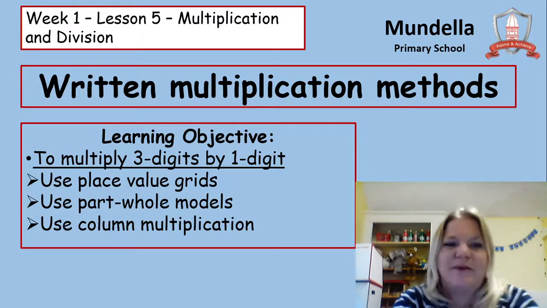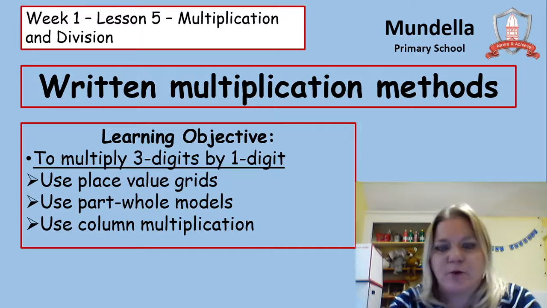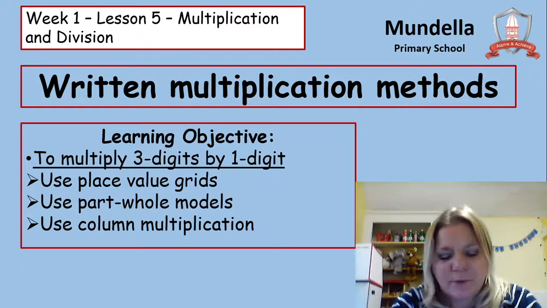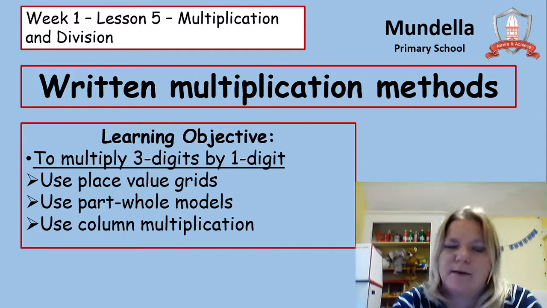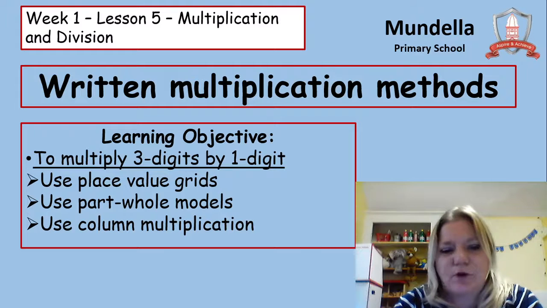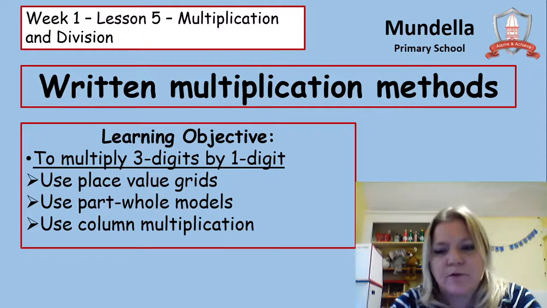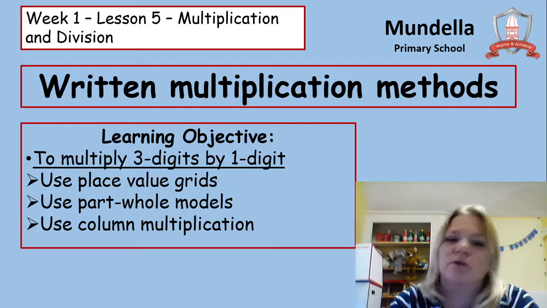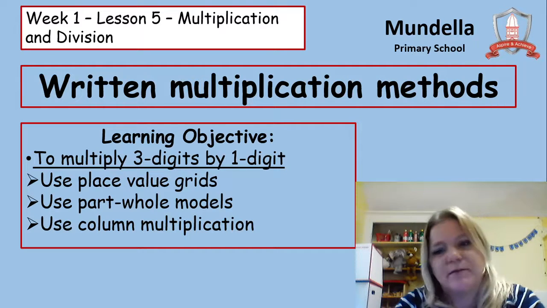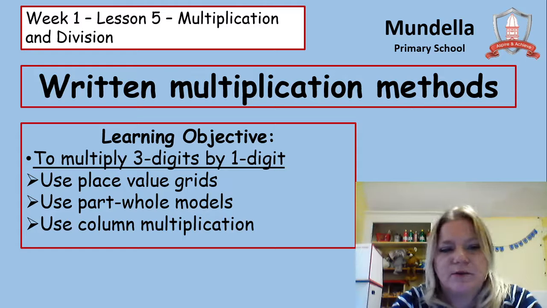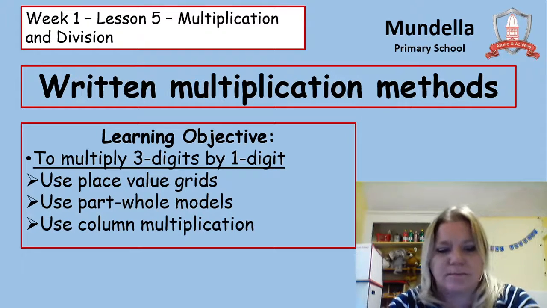Good morning, Year 4. This is our fifth lesson on multiplication and division today, and we're going to be carrying on looking at written multiplication methods using place value grids, part whole models, and extending what we did yesterday on column multiplication. So what I'd like you to do now is pause the video and write today's date and the learning objective in your book, which is to multiply 3 digits by 1 digit.